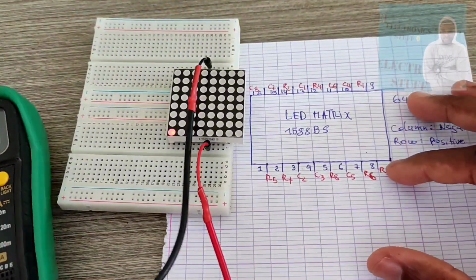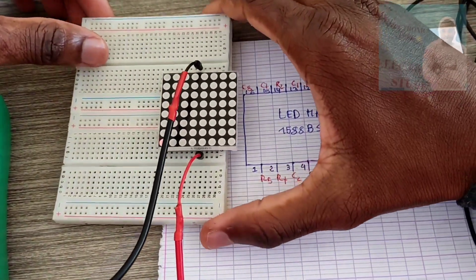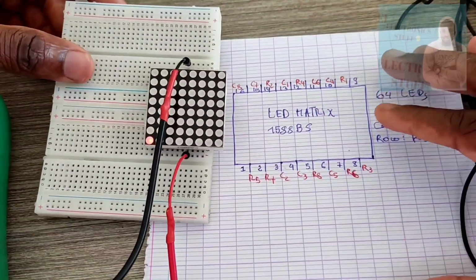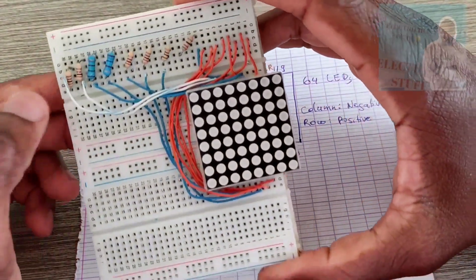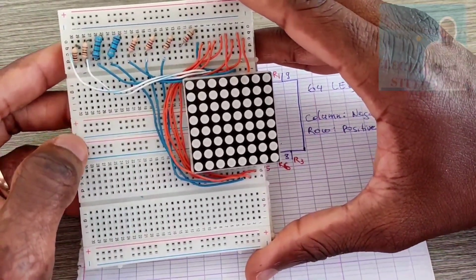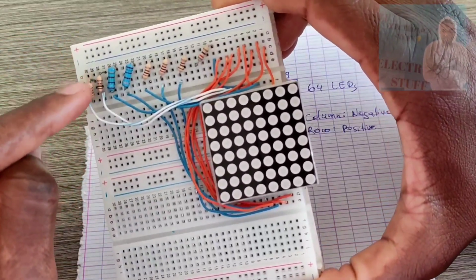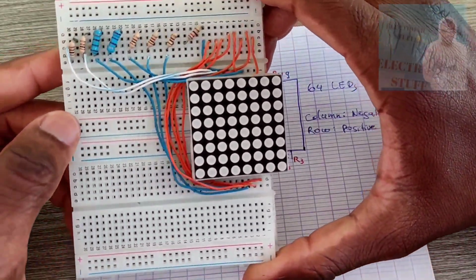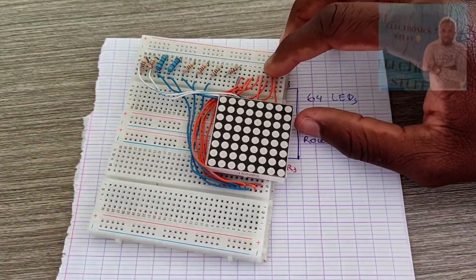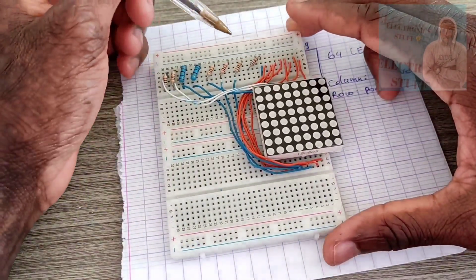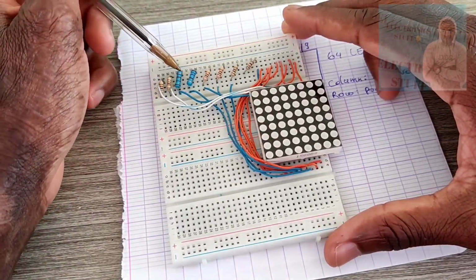So guys, now I'm going to show you how to hook up this dot matrix to an Arduino Uno. Here, each column is connected to a 100 ohm resistor, and that's row 1, row 2, row 3, 4, 5, 6, 7, 8. That's C1, column 1, 2, 3, 4, 5, 6, 7, 8.